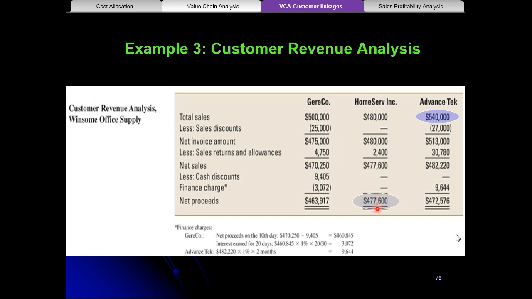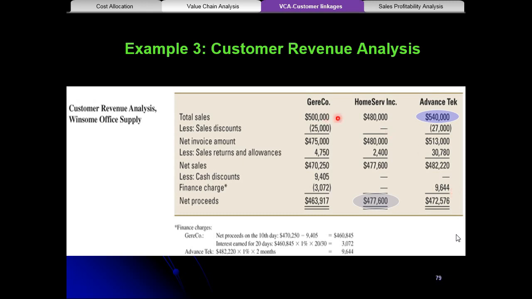So let's summarize this. Jerry Company has actually taken advantage of this discount you're offering. So you give a cash discount immediately. You can take that money because you received it 20 days earlier and get some benefit during those 20 days. So that benefit you've given Jerry Company, you're actually earning it back because you've got cash 20 days earlier. Home Service, you did nothing. Advanced Tech was late paying, so that actually cost you. You had less cash in the bank for an additional 30 days. They were 30 days late in paying.